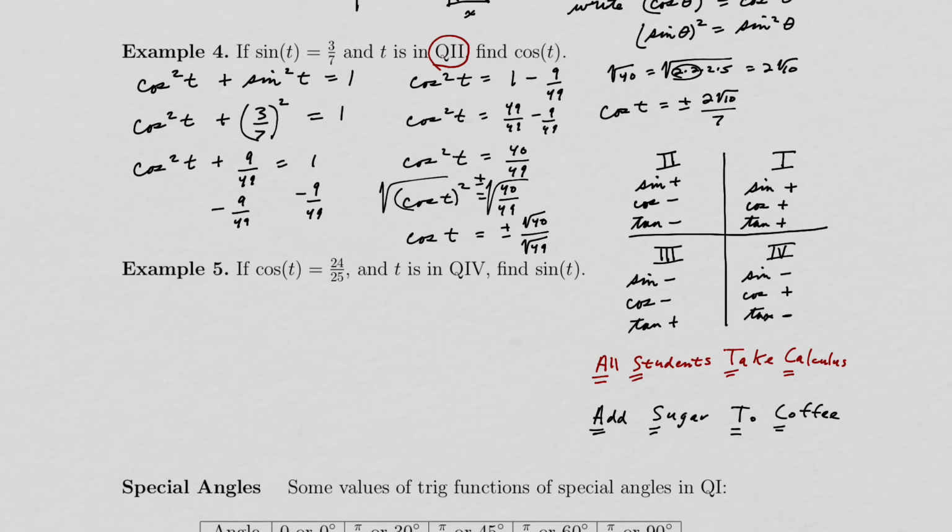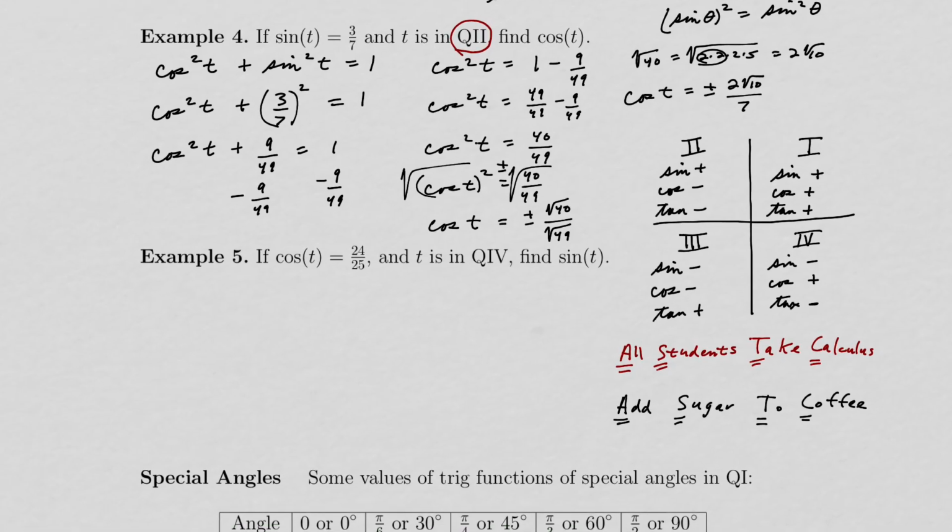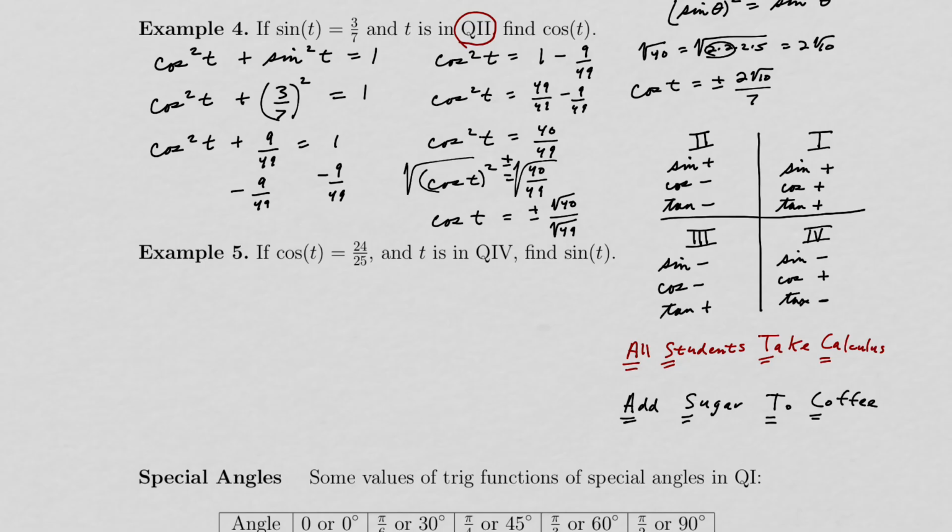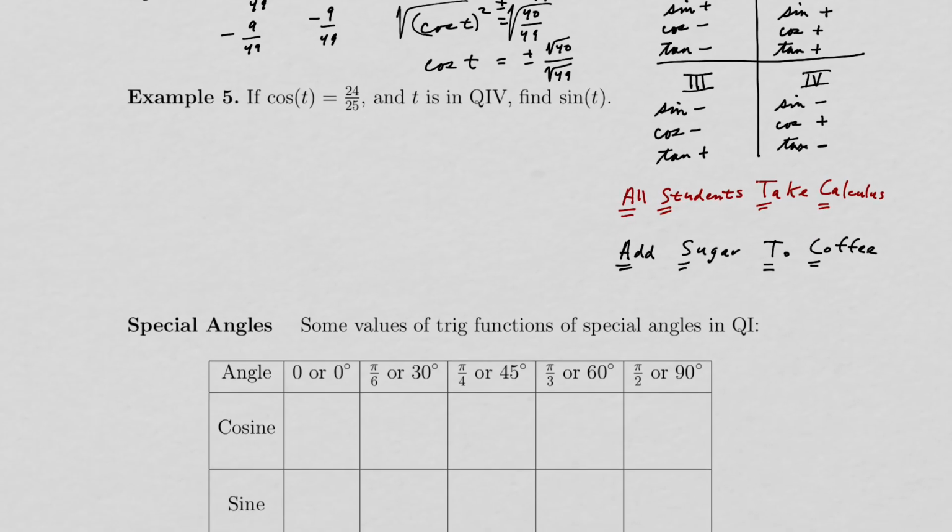Here, let's do another example. If cosine of t equals 24/25, and t is in quadrant 4, find sine of t. Okay, so again, let's use the Pythagorean identity to do this. So I have cosine squared of t plus sine squared of t is equal to 1. And we're told cosine of t is 24/25. So (24/25) squared plus sine squared of t is equal to 1.